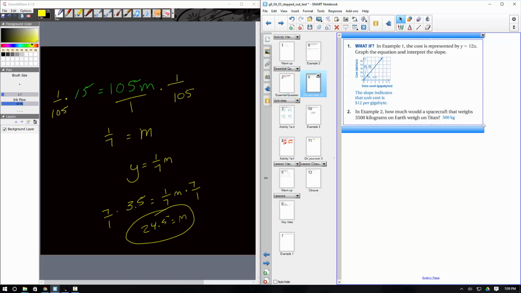In example 2, how much would a spacecraft that weighs 3,500 kilograms on Earth weigh on Titan? For this one, I'm going to use the same formula that I had before, and I'm going to take 1/7 times 3,500, and then I'll figure out what it weighs on Titan. If I multiply this out and divide, I should get 500, like it says here. So if it weighs 3,500 pounds on Earth, it will weigh 500 pounds on Titan. I just plugged that into the equation.